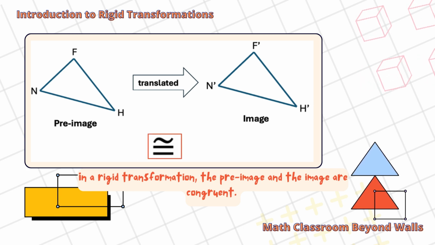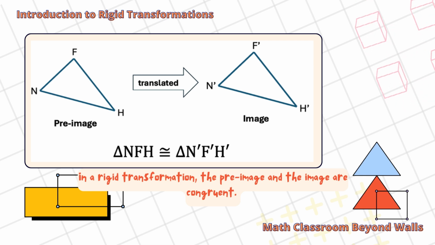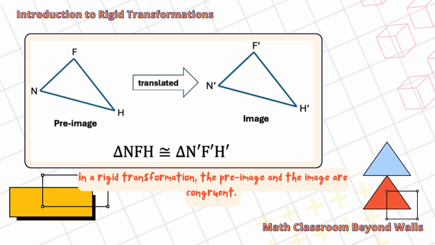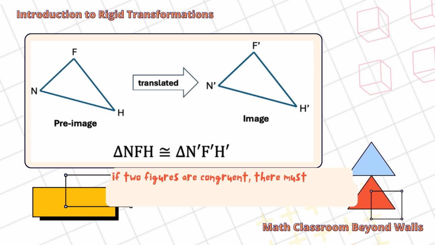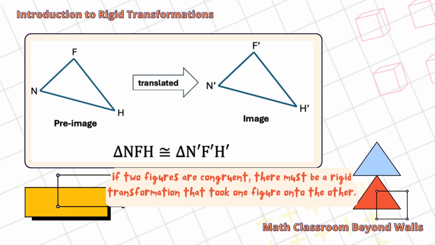This is the symbol for congruence. So for triangle NFH that undergoes a translation to form triangle N prime F prime H prime, we write the congruent statement this way. We read it as triangle NFH is congruent to triangle N prime F prime H prime. So we can say that if two figures are congruent, there must be a rigid transformation that took one figure onto the other, right?